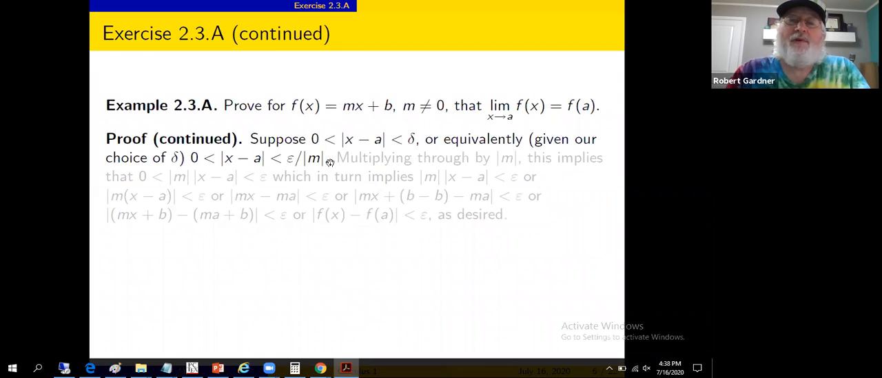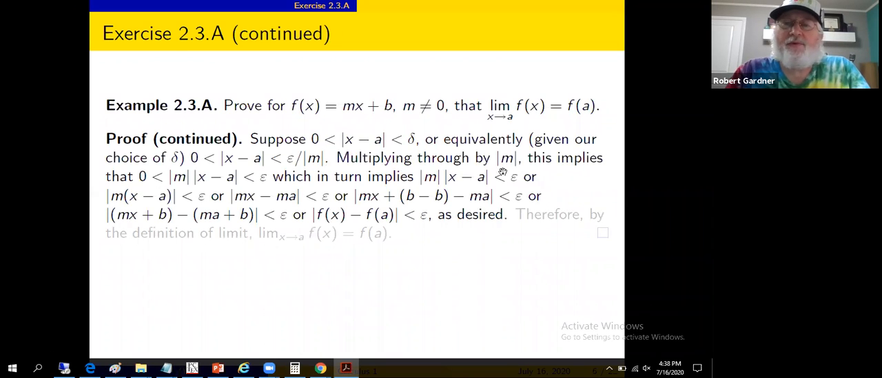Then suppose 0 is less than |x − a|, with c equal to a in this case, is less than delta. Now we had chosen a value for delta. We chose delta equals epsilon over the absolute value of m. So supposing this is equivalent to supposing this. Let's multiply through by the absolute value of m. It's actually two inequalities. We're multiplying through by something positive, and that preserves the inequalities.